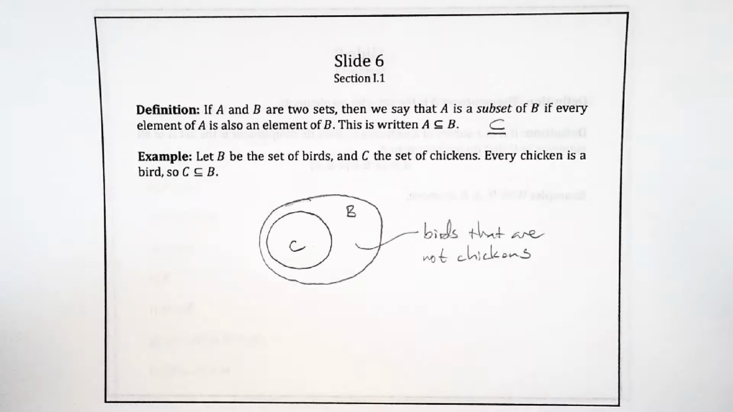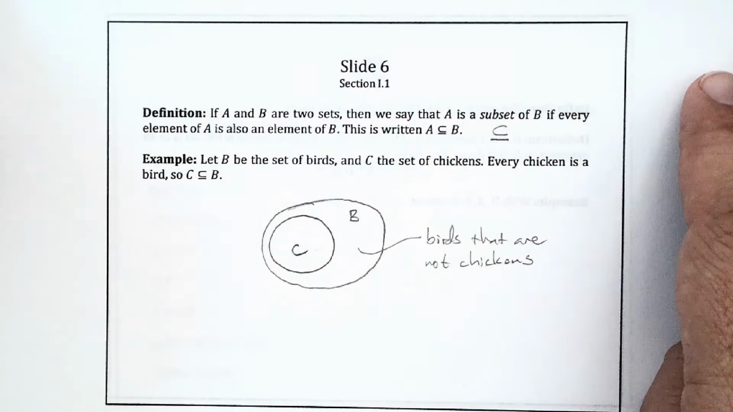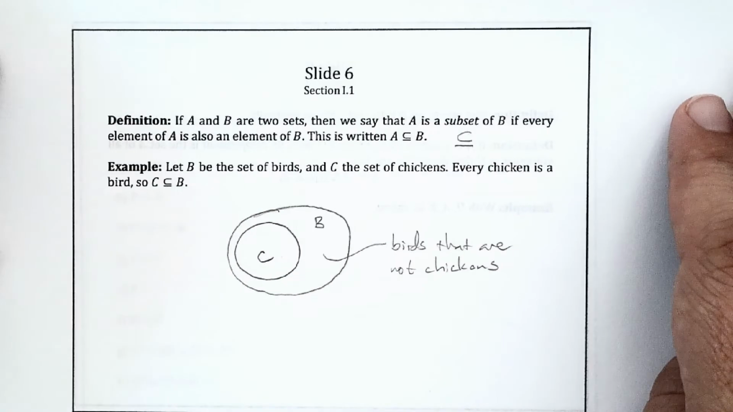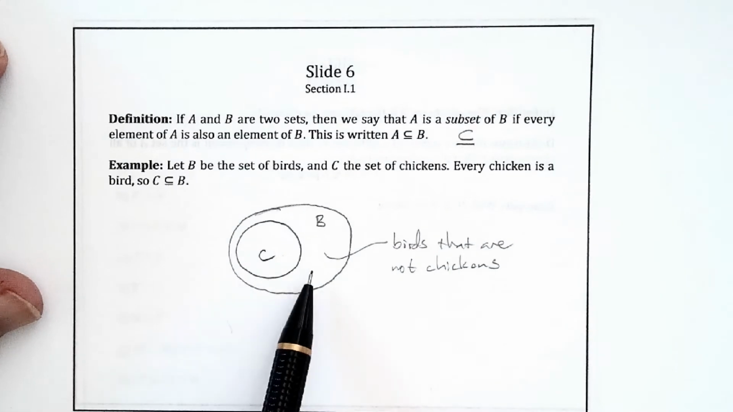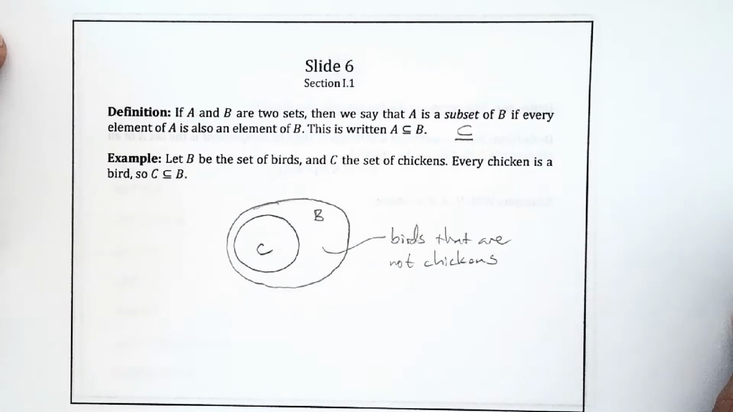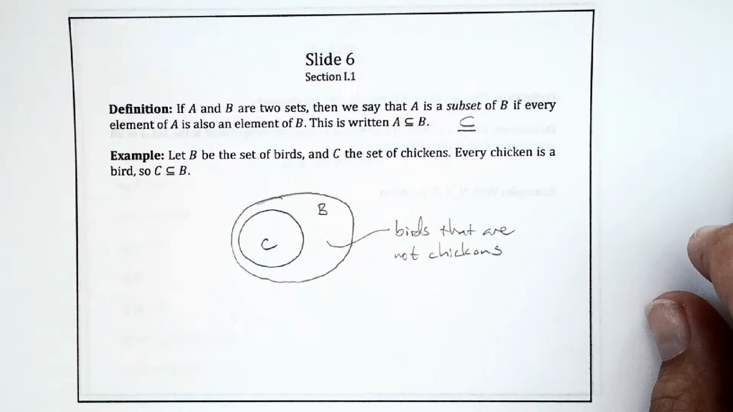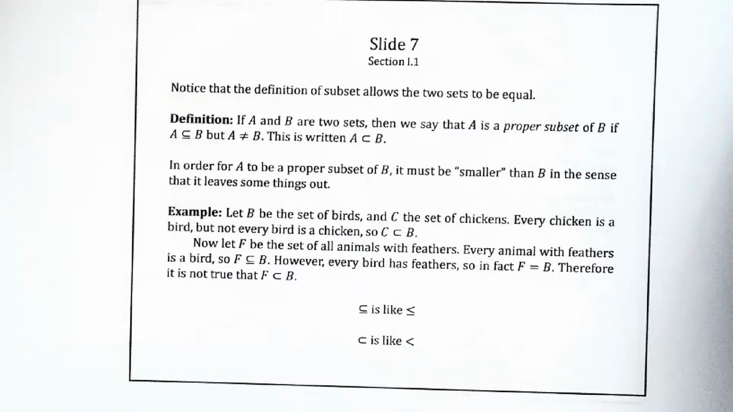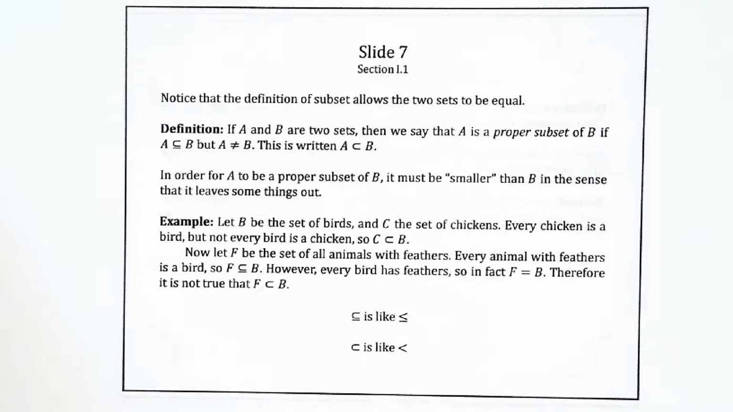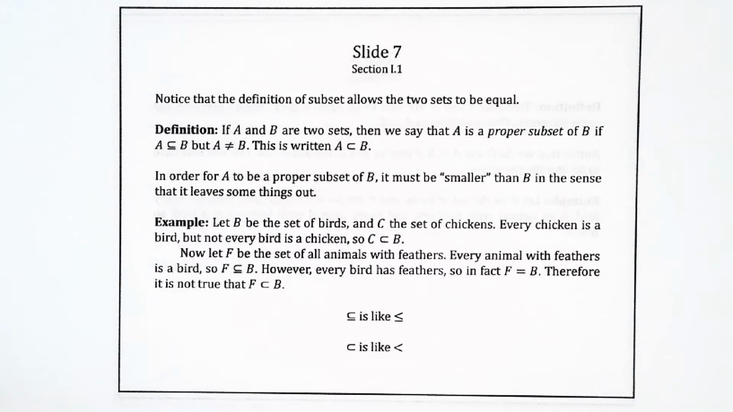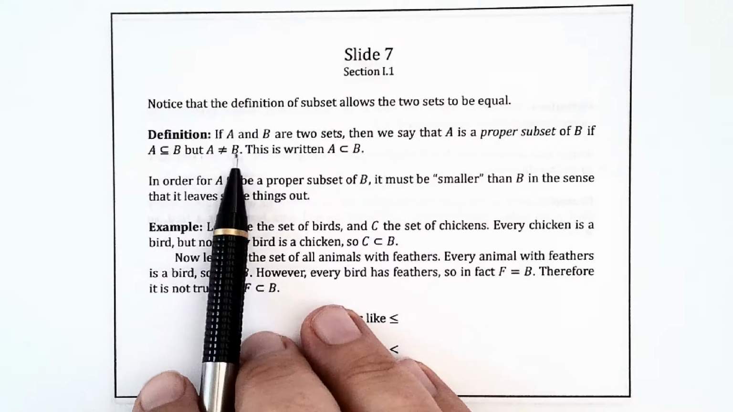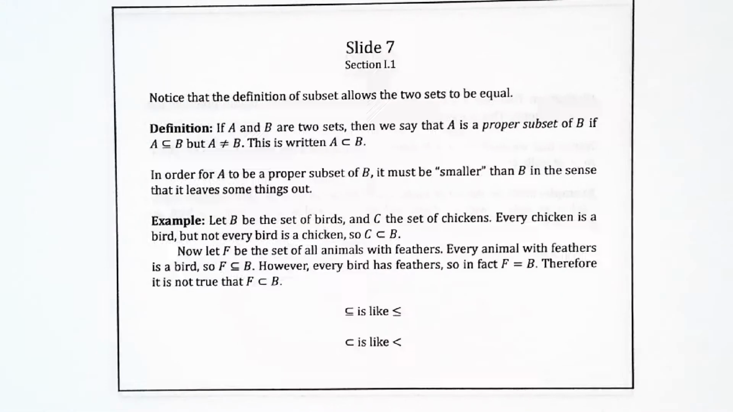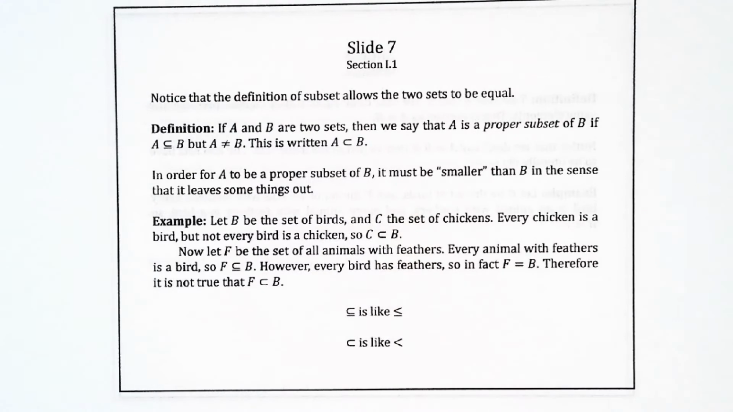I would like to be able to describe a situation in which I know that C is definitely smaller. In other words, it leaves some things out. There are some birds that are not chickens. And if I know that about C, then I can call it what we refer to as a proper subset. So again, the definition of subset allows the two sets to be equal. If A and B are two sets, then A is a proper subset of B if A is a subset of B, and A is not equal to B. This is written as A is a proper subset of B.